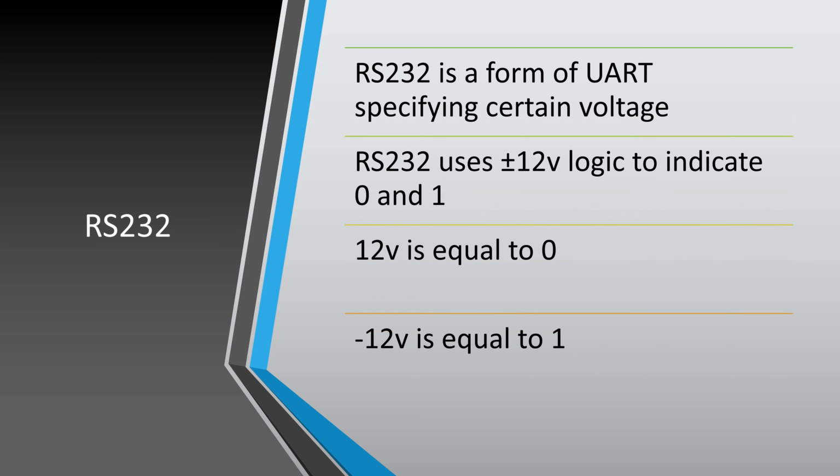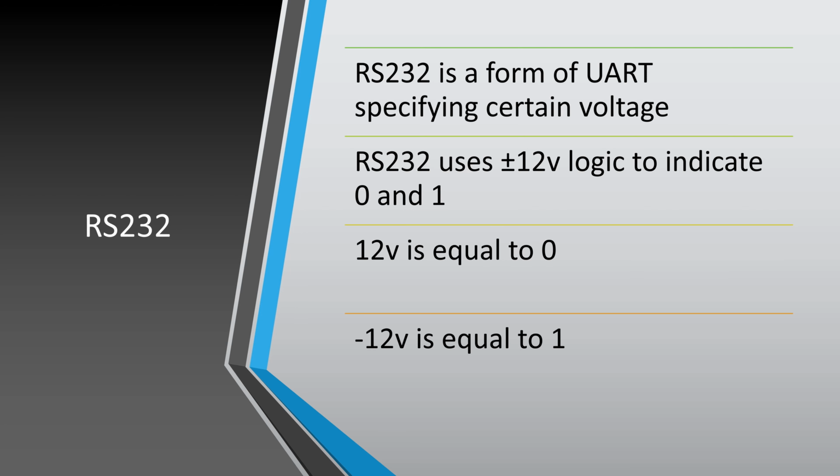Our final interface is not necessarily an interface, but rather a subsection of UART. RS-232 is a form of UART that specifies a certain voltage. RS-232 uses 12-volt logic to indicate 0 and 1, where 12 volt is equal to 0 and negative 12 volt is equal to 1.